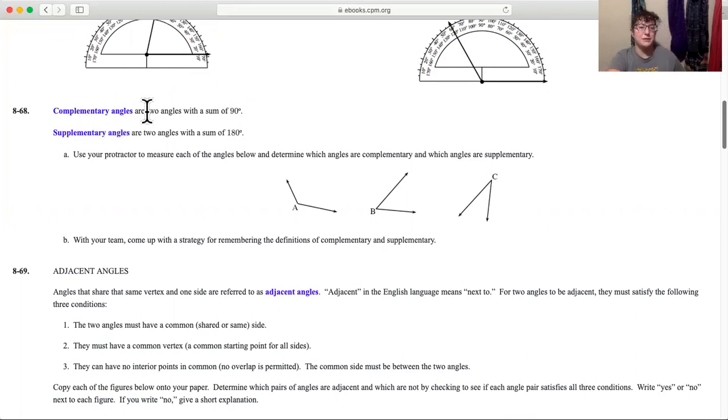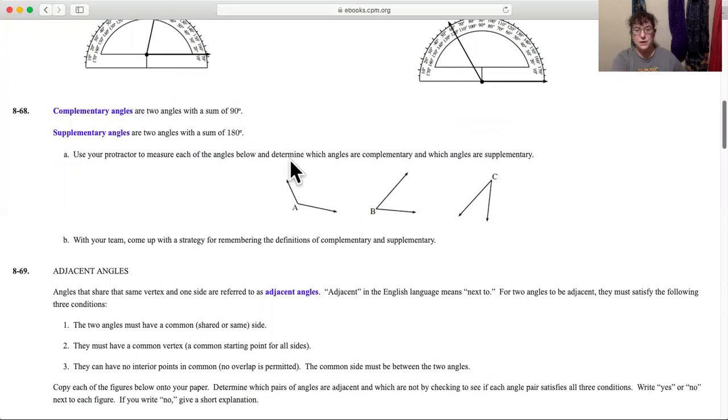So complementary angles are 2 angles with a sum of 90 degrees. Supplementary angles are 2 angles with a sum of 180 degrees. Again, you don't have a protractor, but it says use your protractor to measure each of the angles below and determine which angles are complementary and which angles are supplementary.